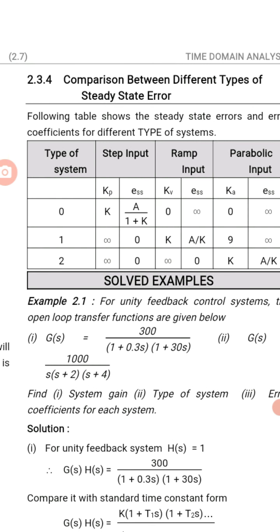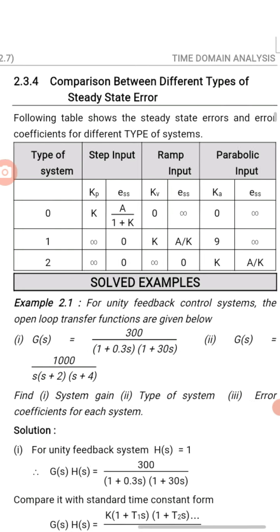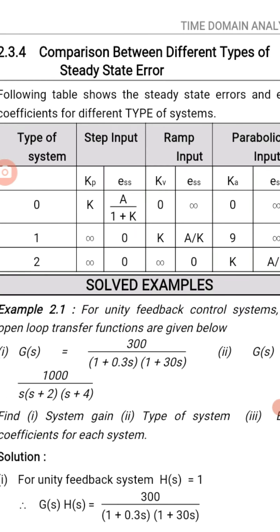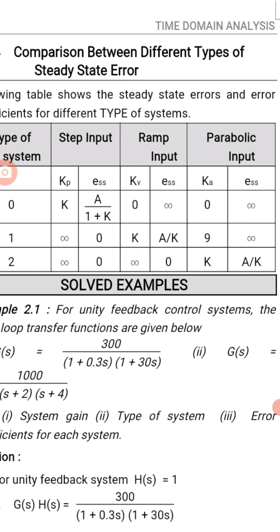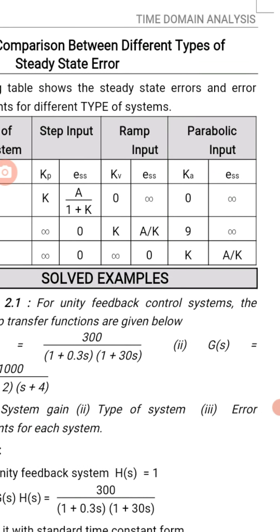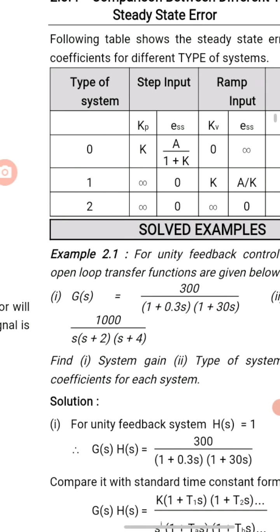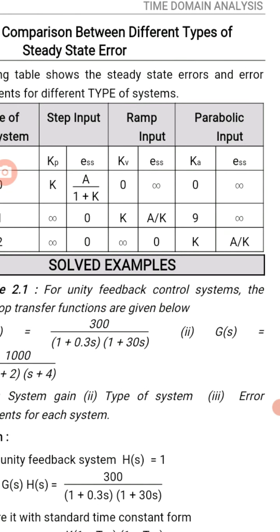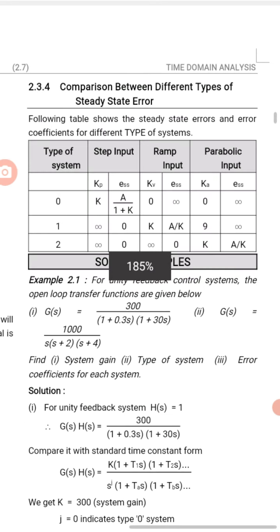So this table gives a comparison between different types of steady state error. Types of system are 0, 1 and 2. For the step input, the error is given by A upon 1 plus K, and for the rest the steady state error is 0, 0. For ramp input, for first order it is A upon K, and for parabolic input, for a second type system it is A upon K. This is related to open loop systems.